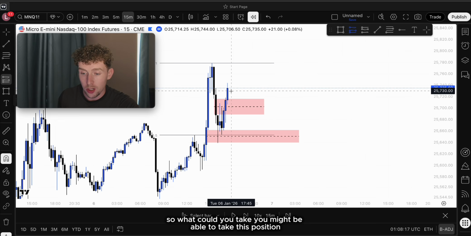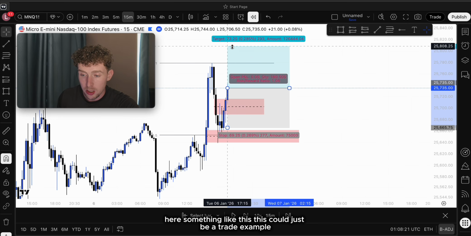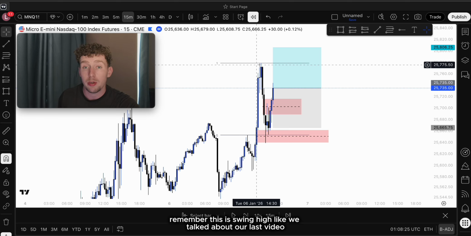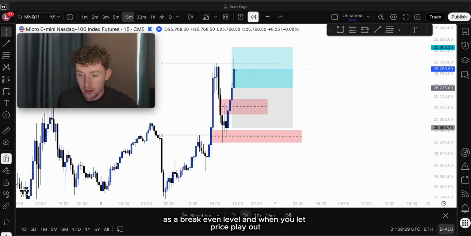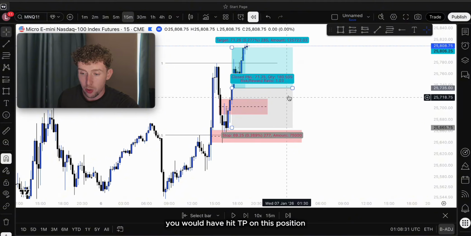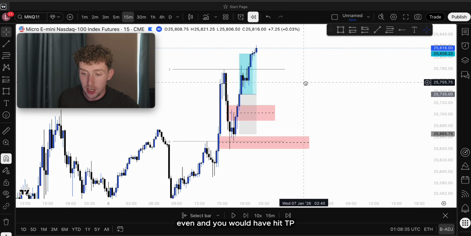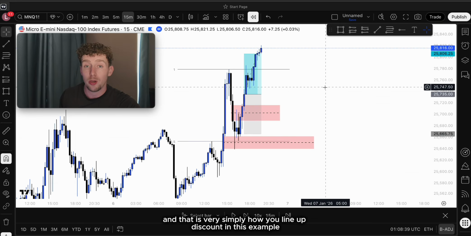So, what could you take? You might be able to take this position here, something like this. This could just be a trade example. Using our swing high we talked about, remember this is swing high, like we talked about in our last video, as a break-even level. When you let price play out, you would have hit TP on this position. As you can see, you would have never been break-even and you would have hit TP. And that is very simply how you line up discount in this example.